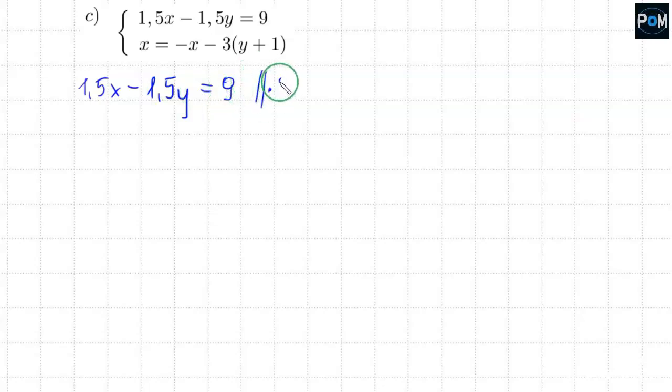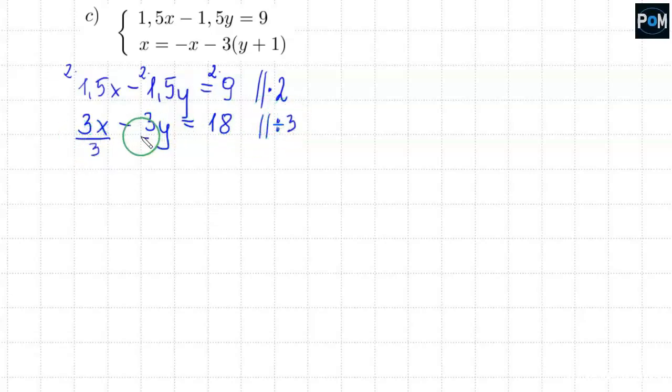Just multiply by 2, because these fractions are nice fractions, they're halves. Here I multiply by 2, here I multiply by 2, and here I multiply by 2. Multiplying 2 times 1.5 gives me 3x, and multiplying this gives me 3y. And from this multiplication, I get 18. And here I also notice that since I have a 3 and an 18, all of this can be divided by 3.